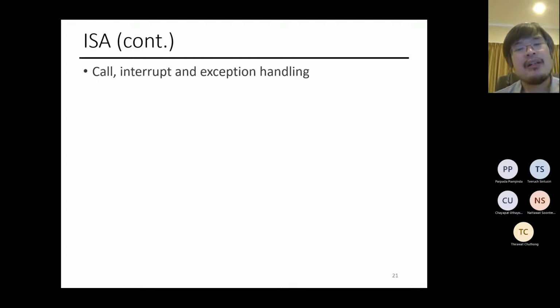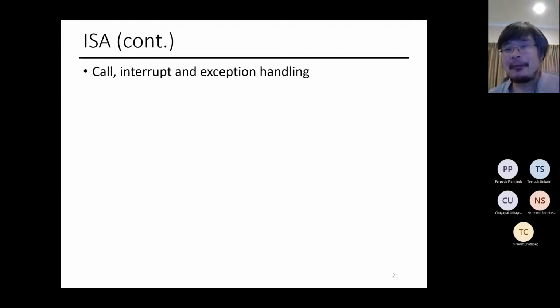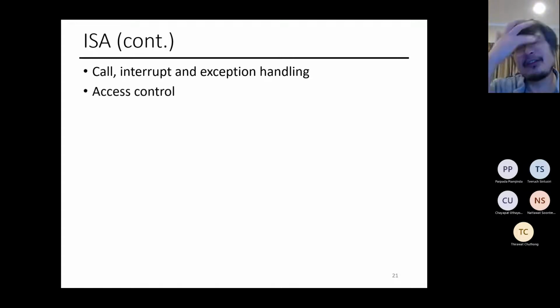What else? Things like calls and interrupts and exception handling. If I hit the power button on my computer, what should happen? It should be defined in the ISA. If a certain signal comes in, you receive a network packet, what happens? These are defined in the ISA. Access control is also defined in the ISA.